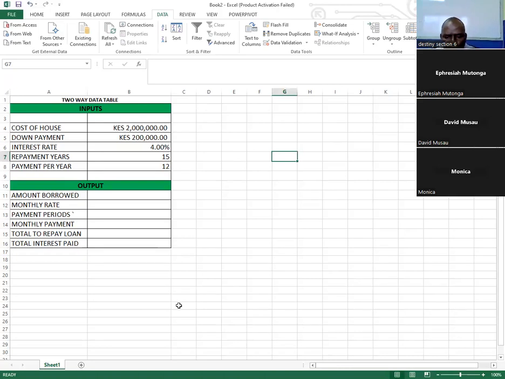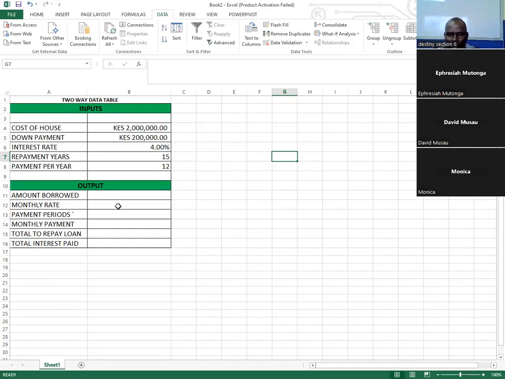The first thing we'll do, for the benefit of those students who were not there in our previous lesson, is to have the input here. I will be using the same procedure and method, so that if you get a question like that, you just use our format so that it will not confuse you. First of all, we have the input: the cost of the house, which is 2 million, the down payment, the interest rate, the repayment years, and the payments per year.